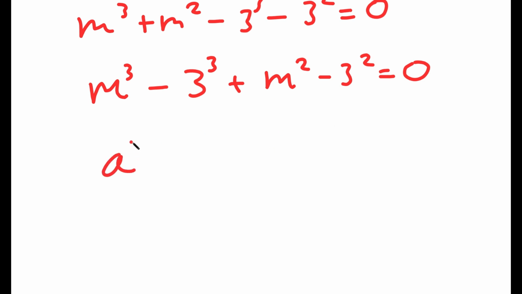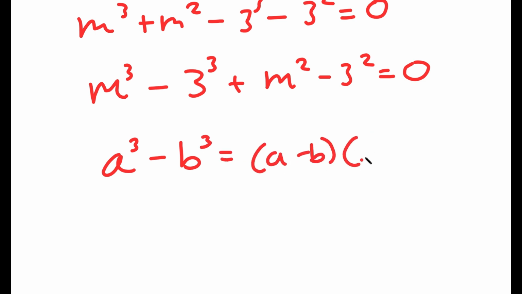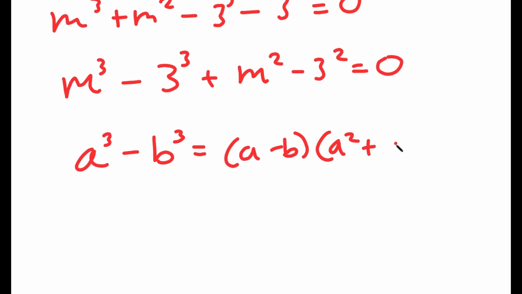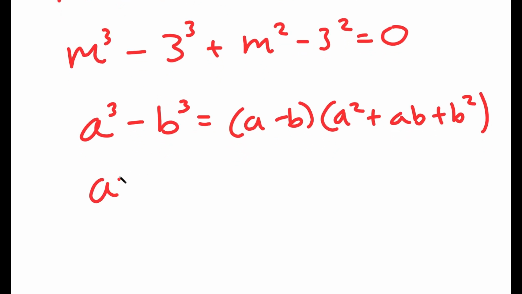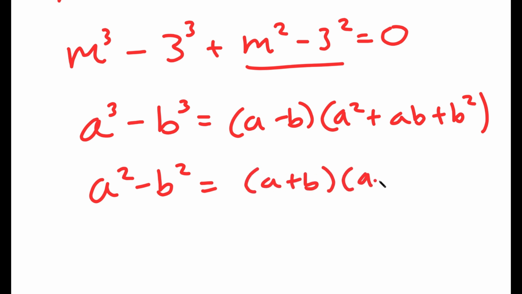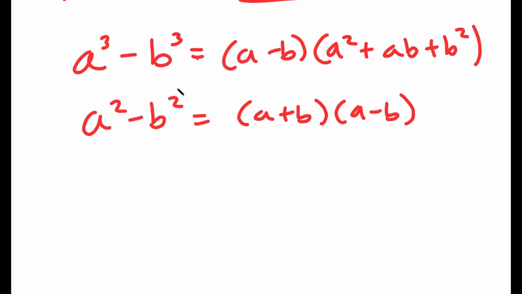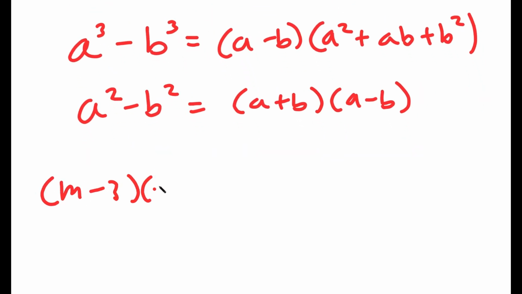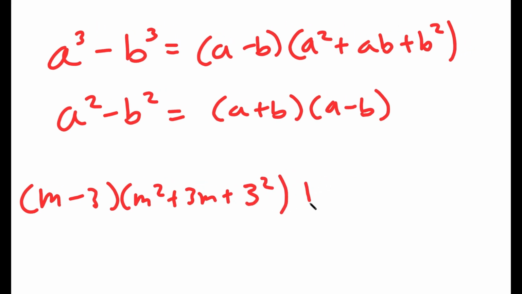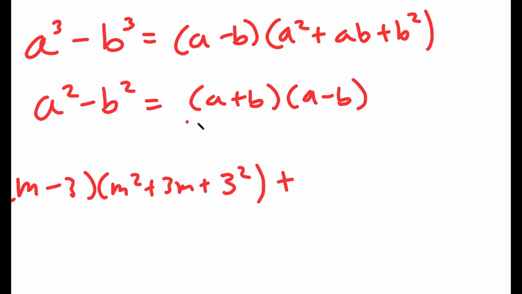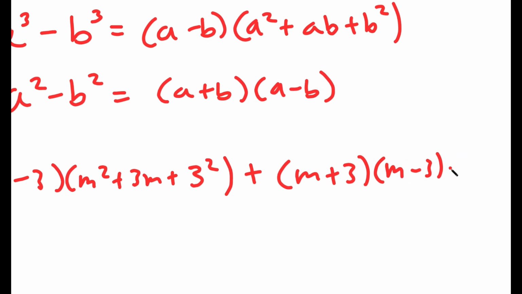Now if I have something in the form a to the power of 3 minus b to the power of 3, this is equal to a minus b times a squared plus ab plus b squared. And if I have something in the form a squared minus b squared, which is what we have here, this is equal to a plus b times a minus b. So m to the power of 3 minus 3 to the power of 3 turns into m minus 3 times m squared plus 3m plus 3 squared. And I have this plus m squared minus 3 squared, which by this property turns into m plus 3 times m minus 3. And this is all equal to 0.